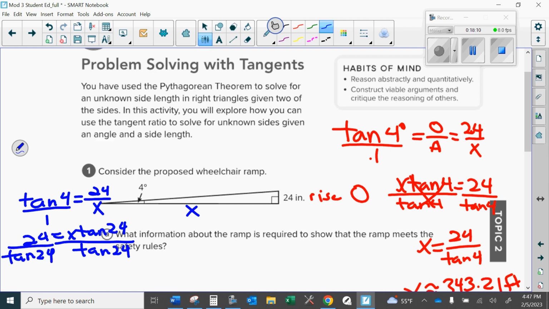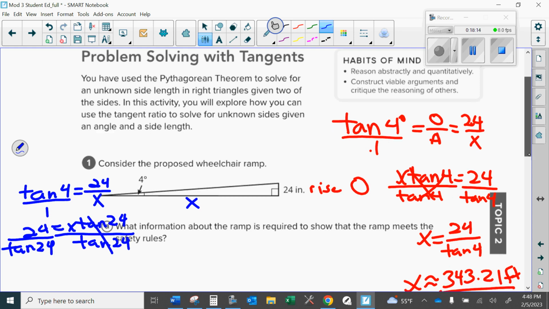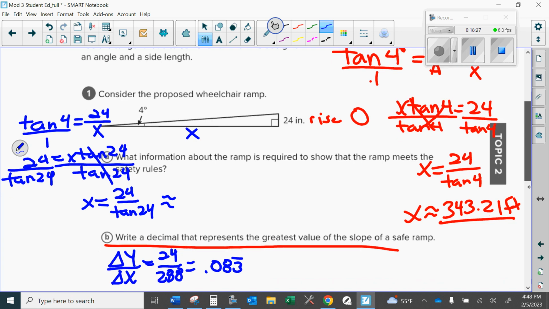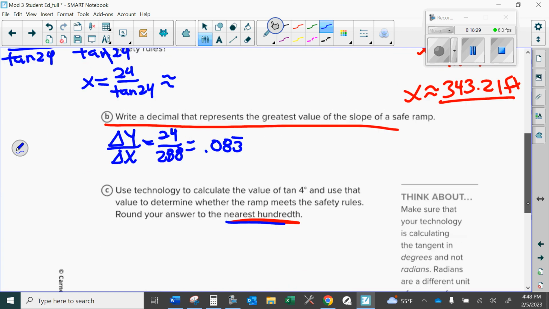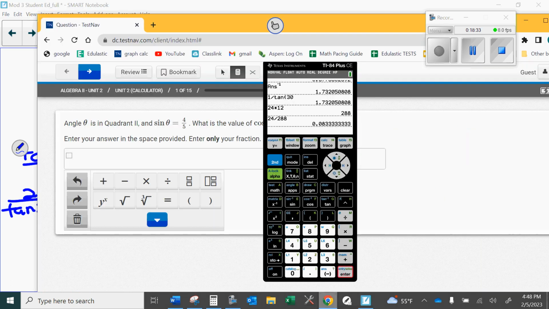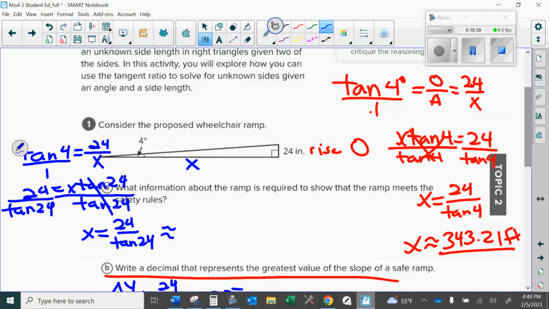Tangent 4 is just like a number, like 5. It's going to give you some decimal. So now x equals whatever the exact answer is, 24 divided by tan 4. But of course, as it says, put it in a calculator and round it to the nearest hundredth. So 24 divided by tan 4. 24 divided by tangent. Was it tangent 4 again? Yeah, tangent 4.